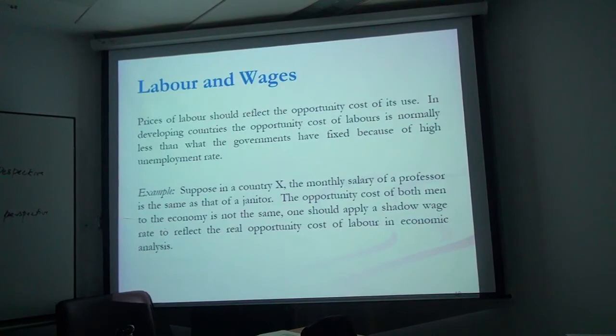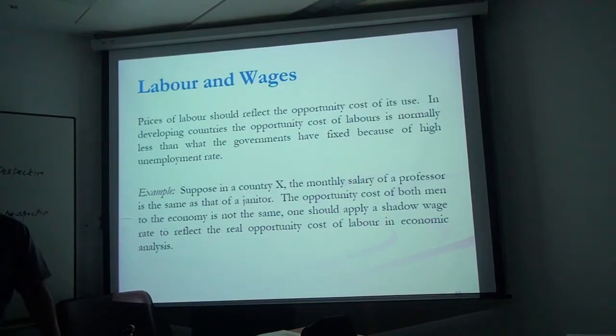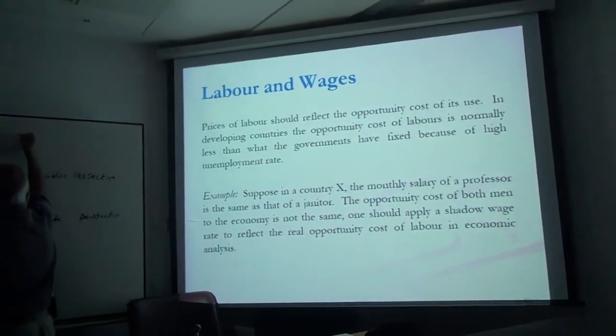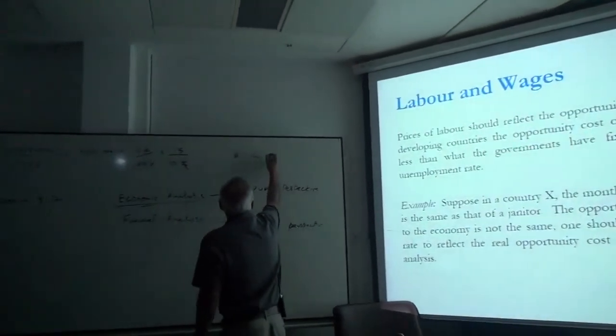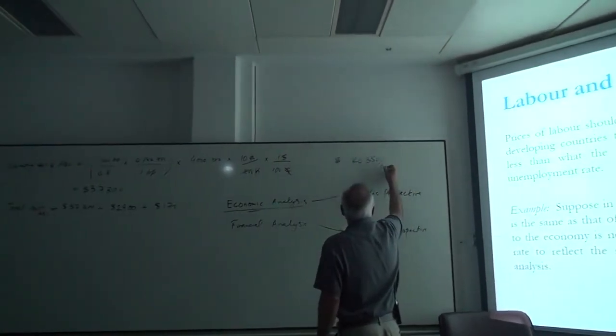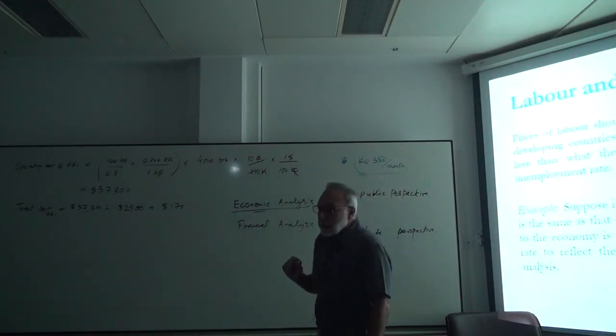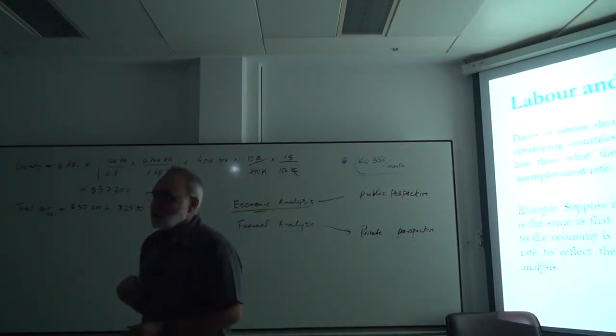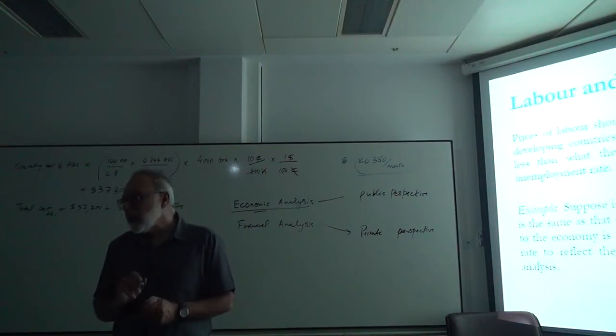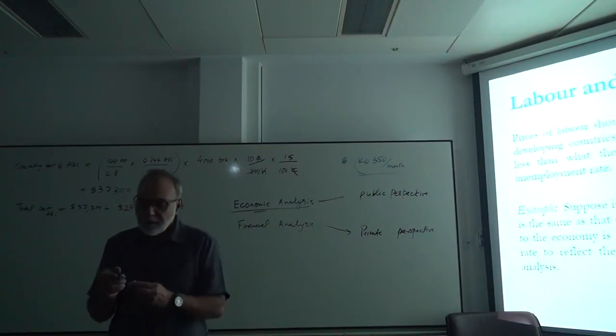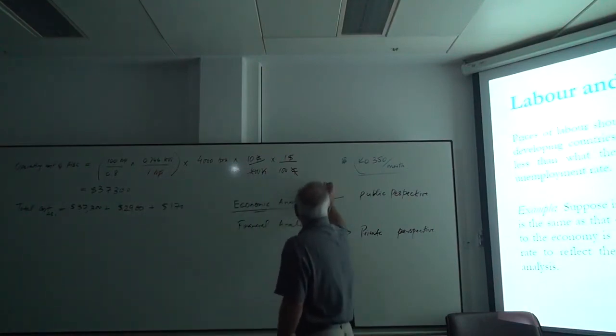Another is labor and wages, where we remove the distortions. Sometimes the government artificially fixes the minimum wage. For example, the minimum wage is 350 rial per month. This is the minimum wage fixed by the government. If you go into some village where people do not find jobs, they might be willing to work for 250 rial.